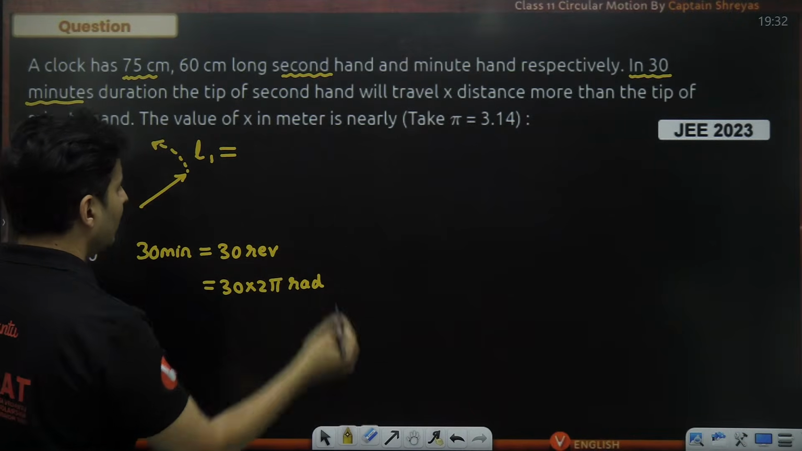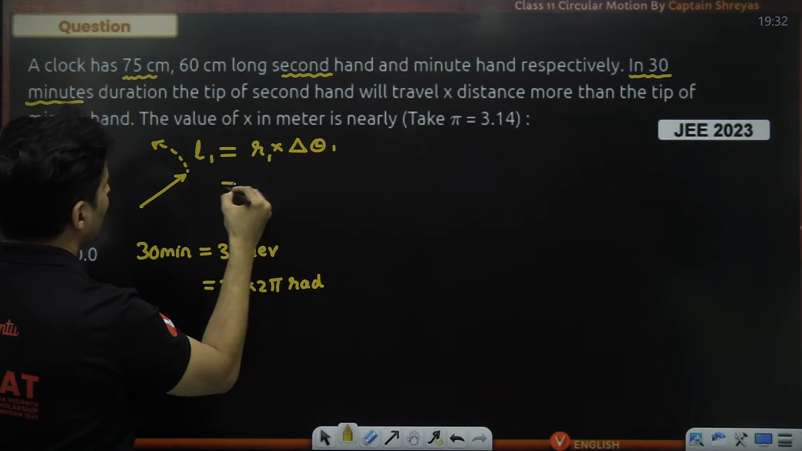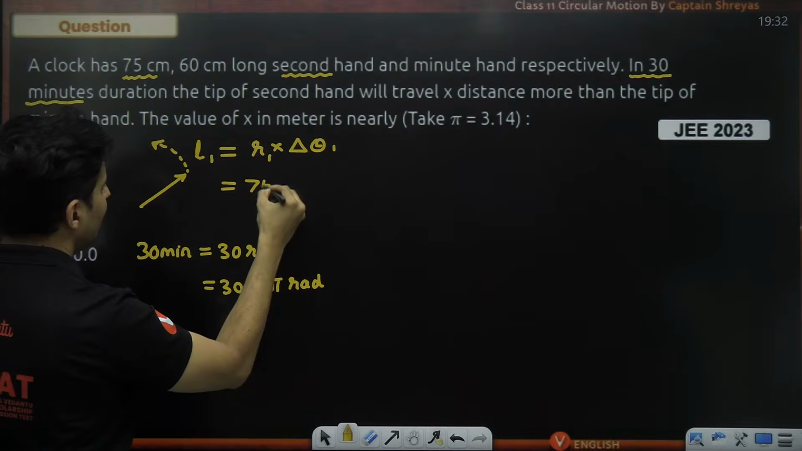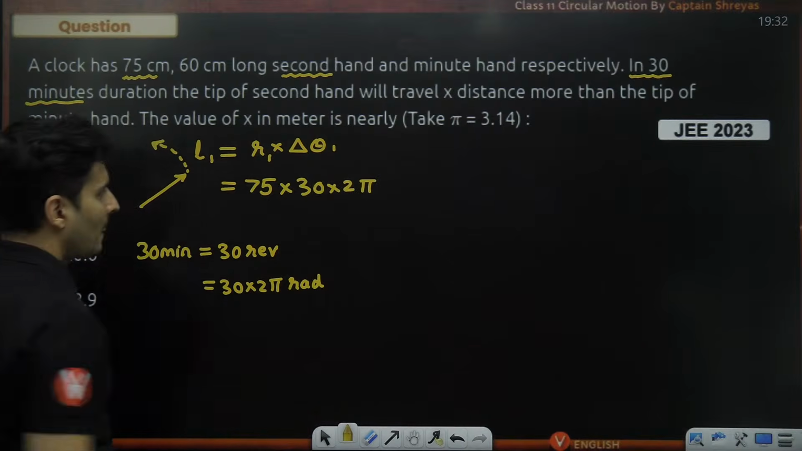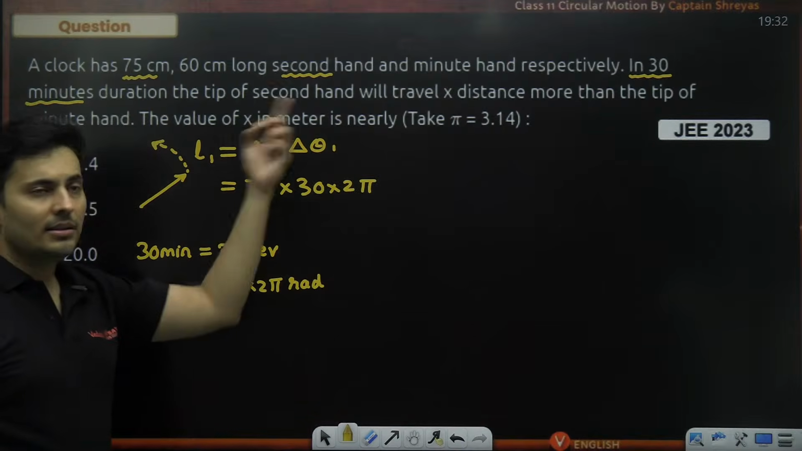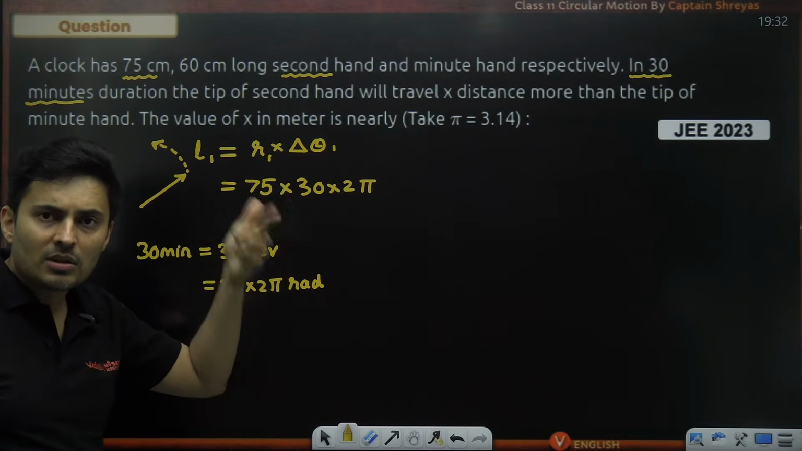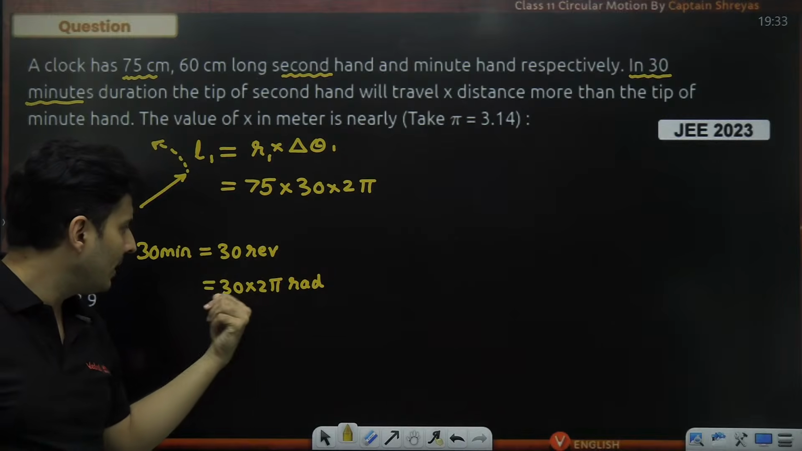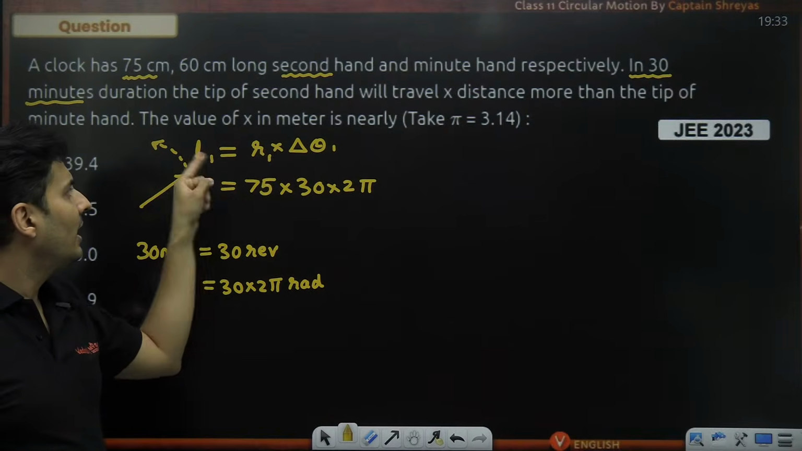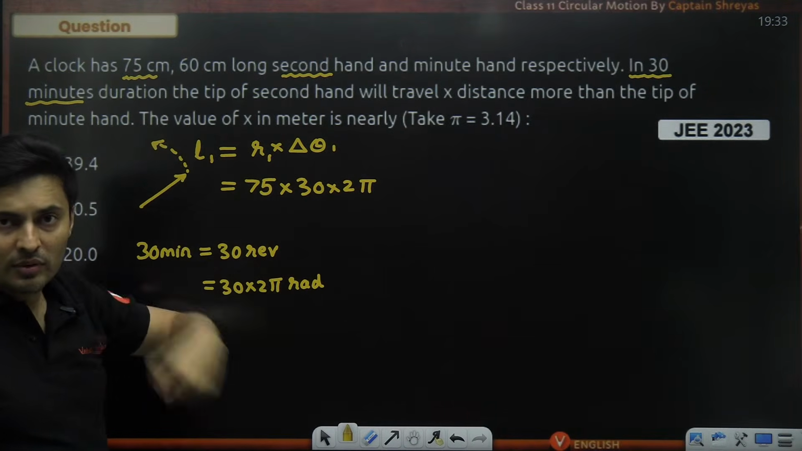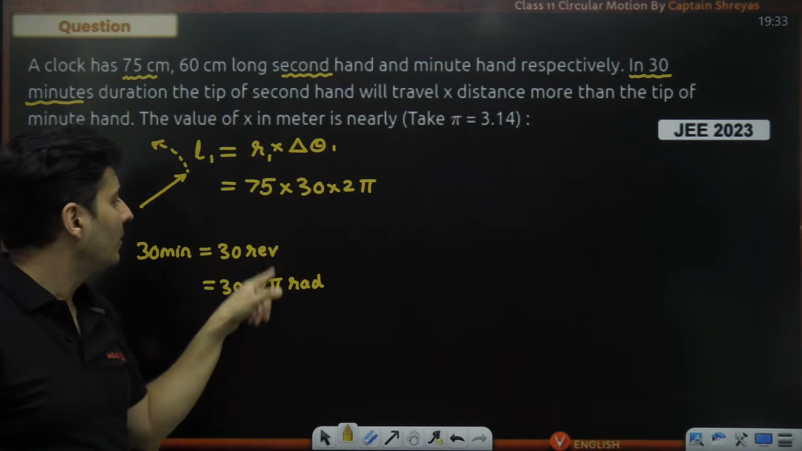My bad. It was r multiplied by angular displacement. Okay. So what is the radius? The radius is 75 centimeters. What is the angle? It is 30 multiplied by 2 pi. See if you understood it. In 30 minutes, second hand will move, in 1 minute, 1 rotation. So 30 minutes, 30 revolutions. Each revolution is 2 pi radian. So that many radians it has covered. Next important thing, length of the arc by the tip, which it would have moved distance wise, is r into theta. So radius is 75 into angular displacement.